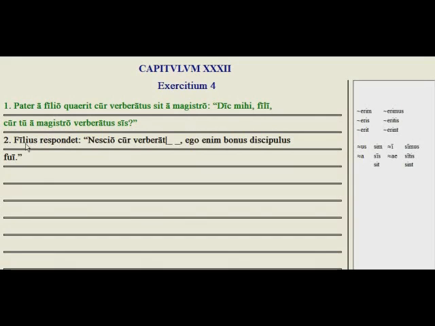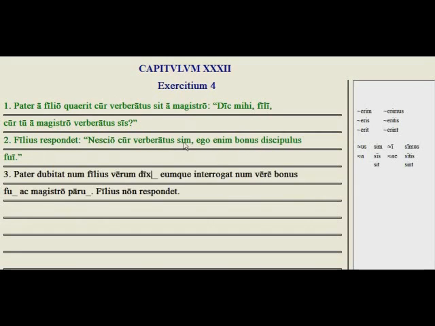And the filius responded, the son replies, I don't know why I was beaten. Verberatus sim. For I was a good boy. Okay, so go ahead and practice the rest of those active and passive forms of the perfect subjunctive. Let's go on to exercise 5.